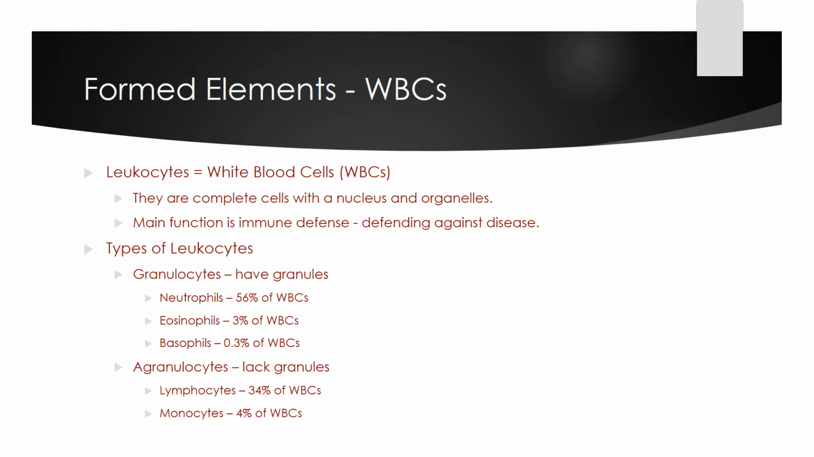The types of leukocytes: we have granulocytes, which includes the most popular neutrophils, eosinophils, and basophils. We also have agranulocytes, meaning they don't have granules. These include the lymphocytes and monocytes. In our next slide, we'll have an illustration of each.